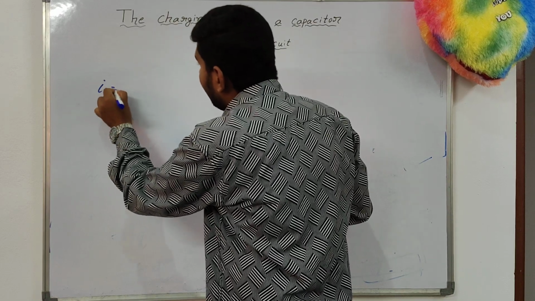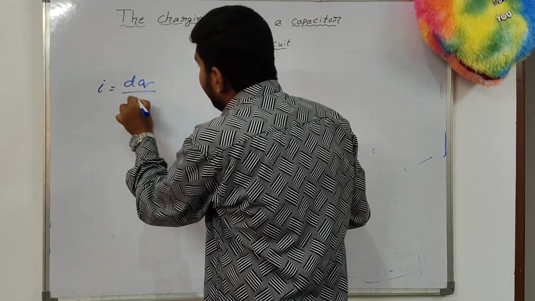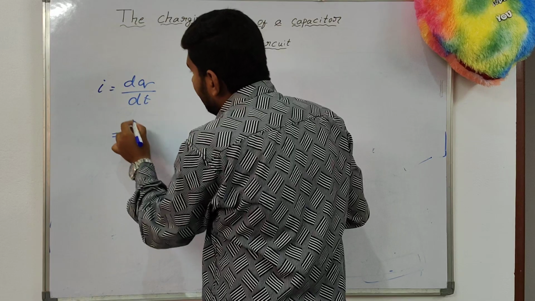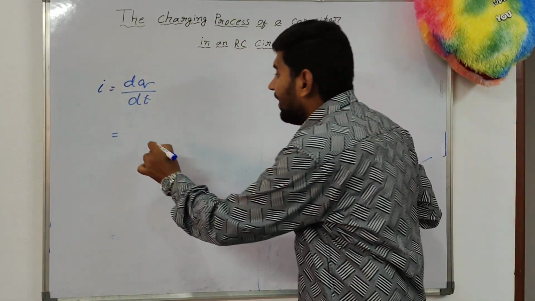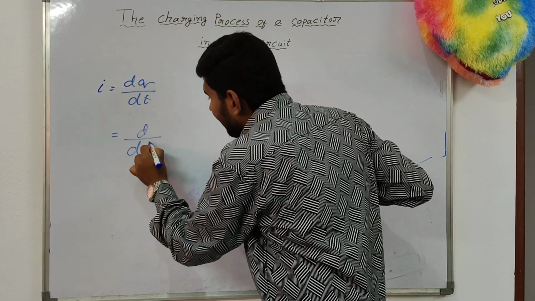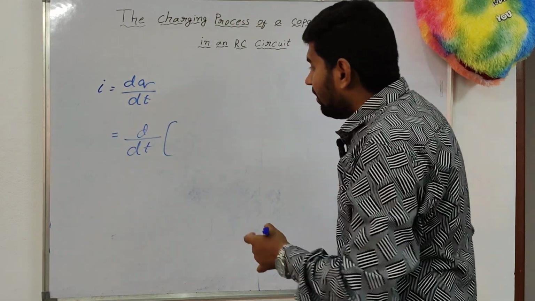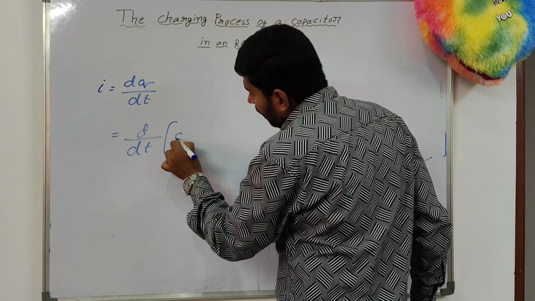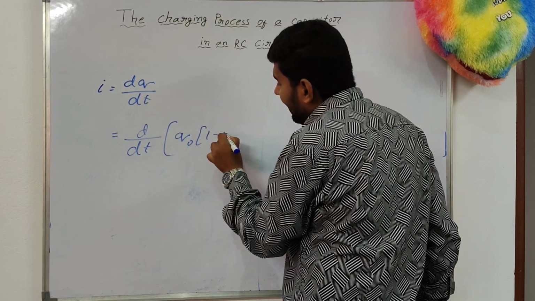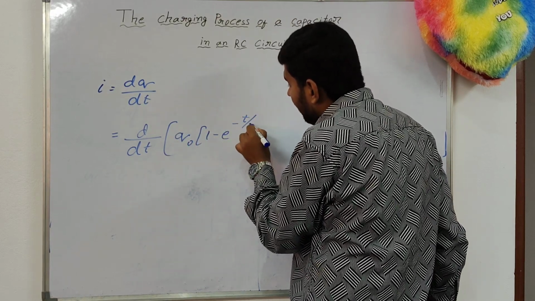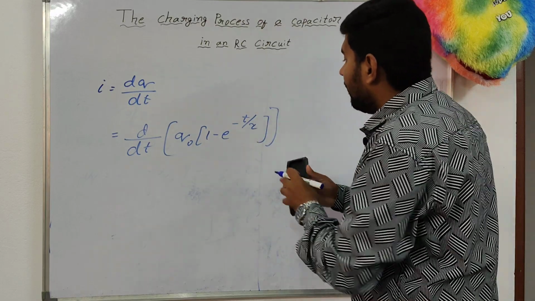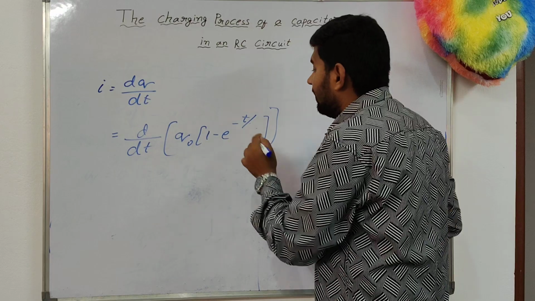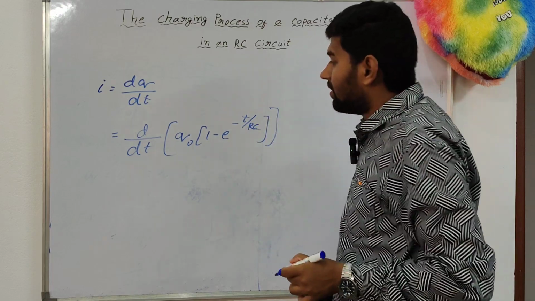We know that the current I is equal to dq by dt. If you differentiate the charge, you will get the current. How can I write? D by dt of, what is the charge here? You got the value? Q naught into 1 minus e power minus t by tau. Is that clear? Otherwise you can write it as RC, tau is equal to RC.